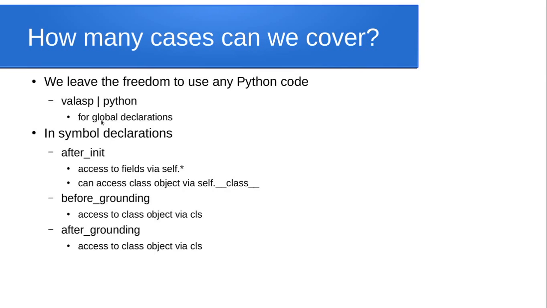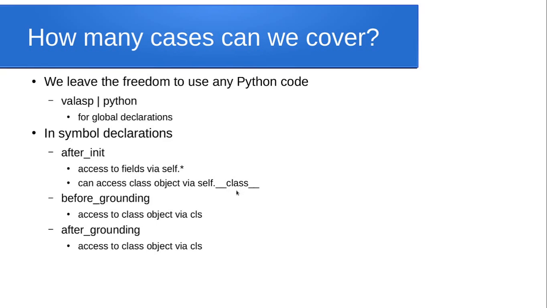And for example, you can use this for global declarations. If you want to declare a global variable, I'm going to give you an example in a few minutes. You can also have Python code in symbol declarations, and there are 3 points where you can inject Python code: in the after init, in the before grounding, and in the after grounding keys. The after init is called after the construction of an object, and in this case you can access the fields of the predicate via self dot the name of the field.